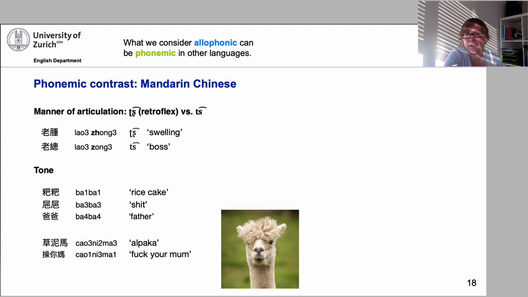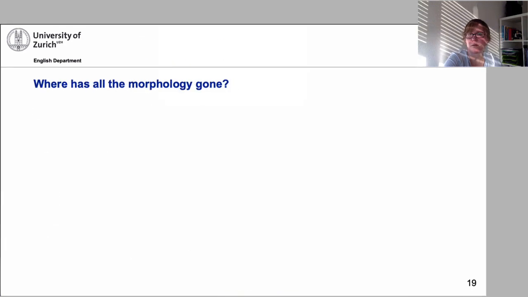Okay, that's it for the excursion into other languages. So yeah, what we consider natural may not be natural for other languages, and vice versa. So the phoneme inventory of a language is always language specific.